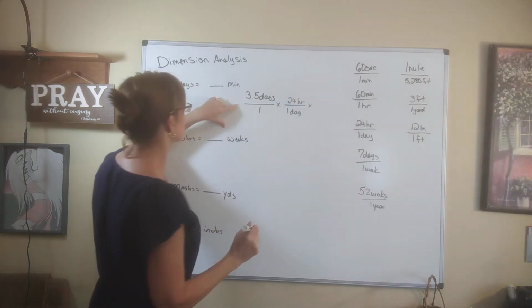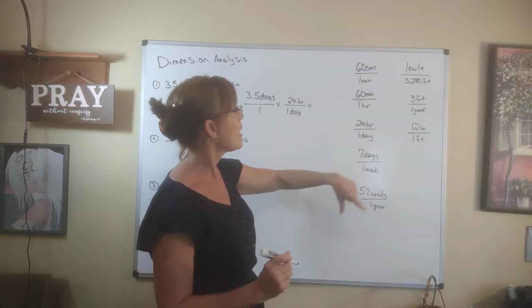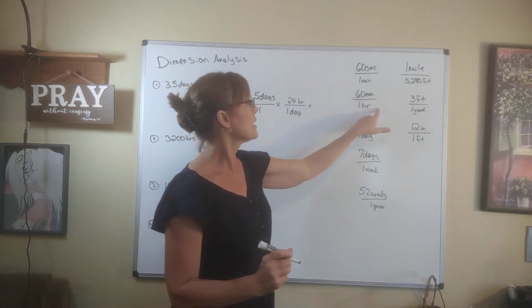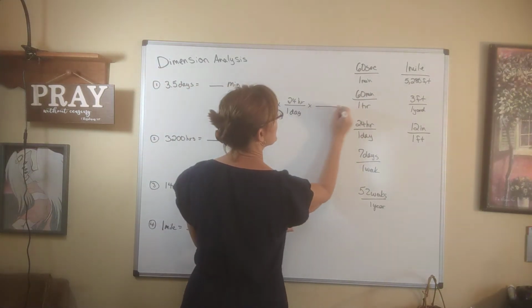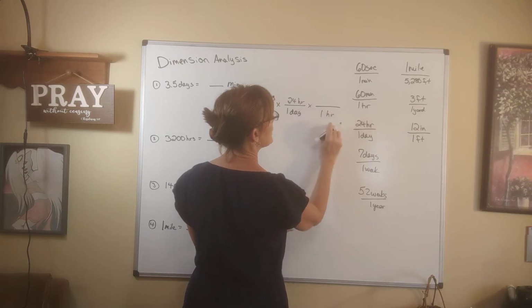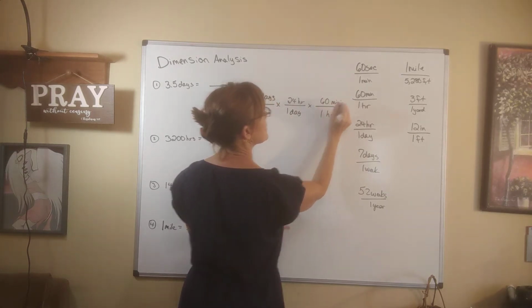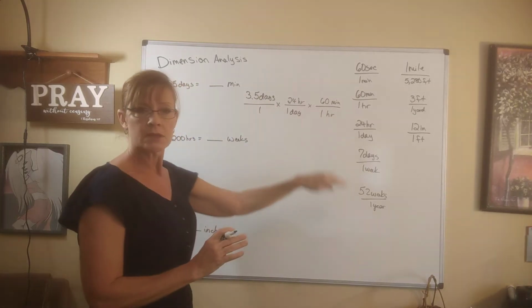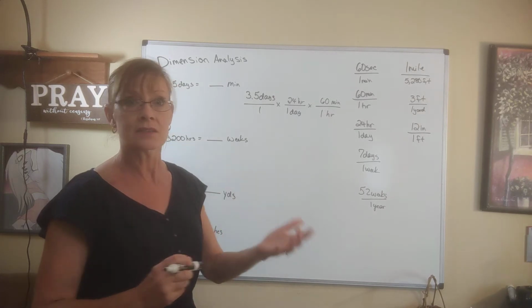Okay, that gets me closer to minutes, and then I want to say, well, how many minutes are there in an hour? Well, there's 60 minutes in 1 hour, and so since I want to get rid of the hour, I want to put the hour in the denominator so it cancels right there, and the minutes in the numerator. And so when I do it this way, this is called dimension analysis. It tells you if you are getting the right answer.